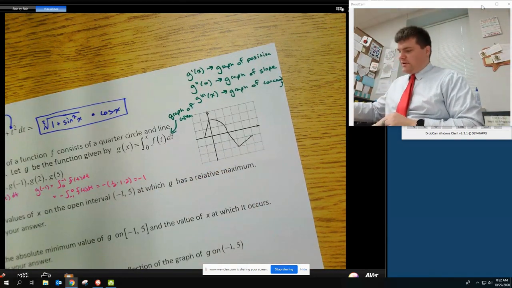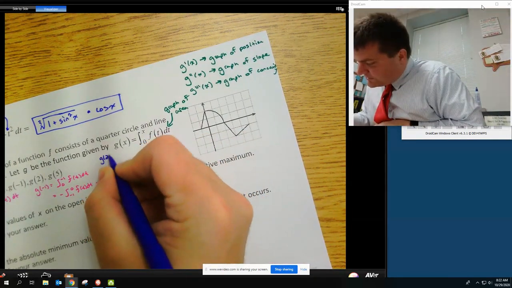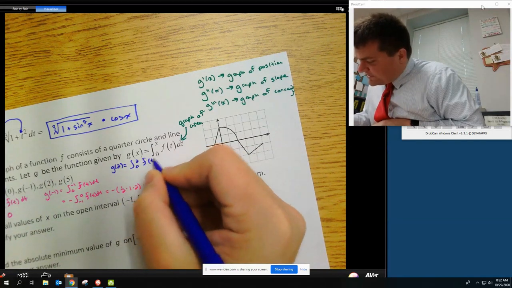I'm going to switch up colors that way, because I might have to overlap here a little bit. So g of 2, that's going to be the integral from 0 to 2 of f of t dt.